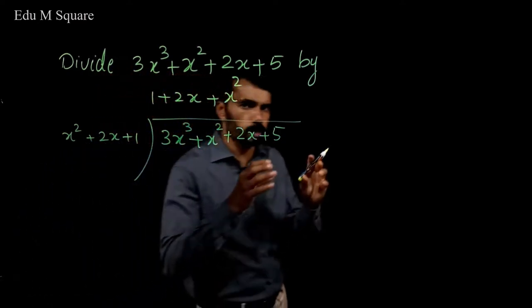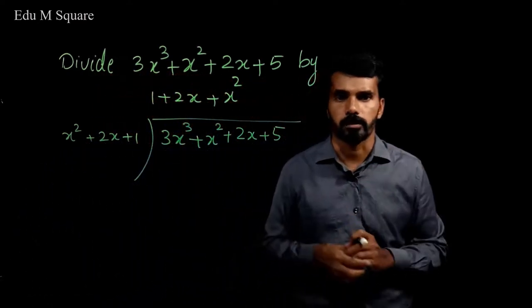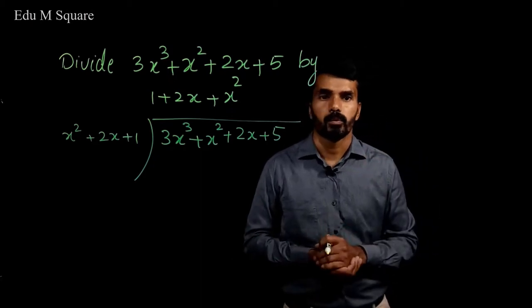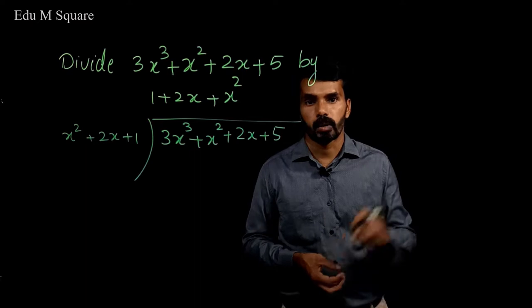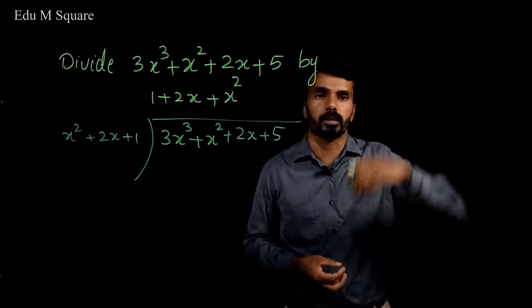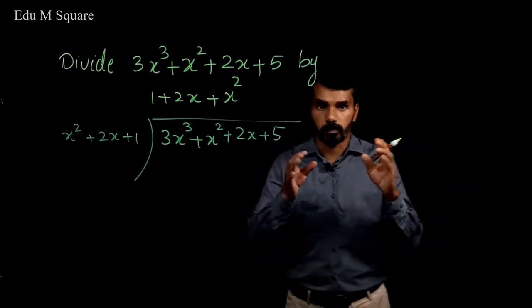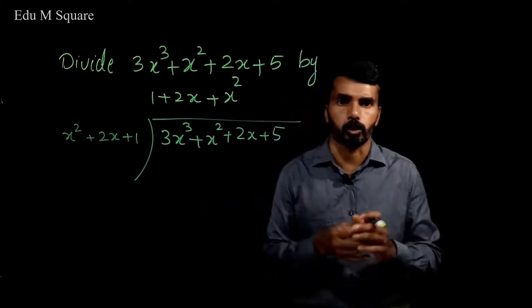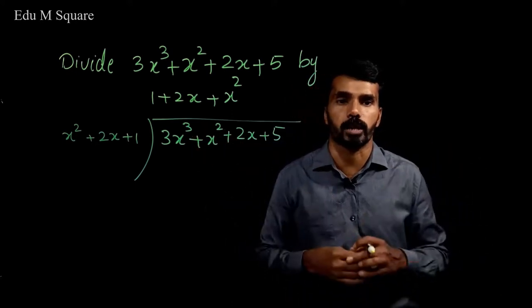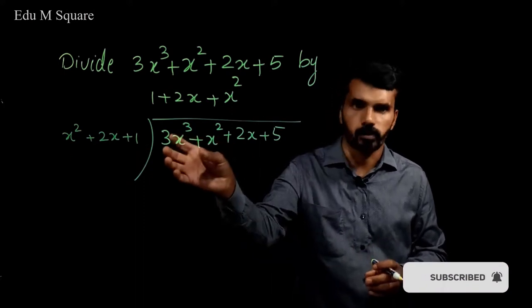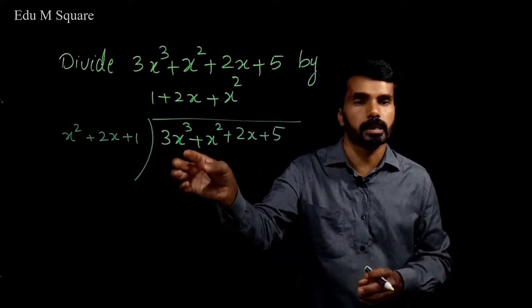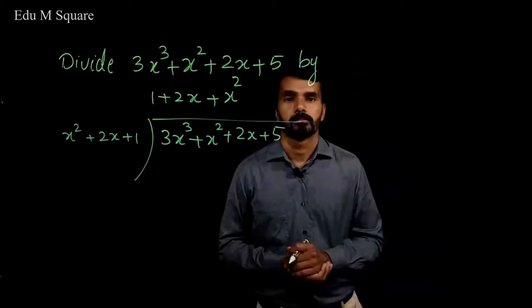So here the first step, step 1, to get the first term of the quotient, we divide the highest power of the dividend, that is here 3x cube, by the highest power of the divisor, that is here x square. That is the first step, we divide 3x cube by x square.